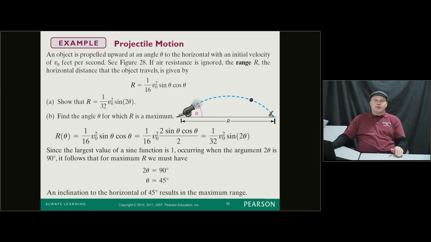So anyways, that's kind of a hands-on problem where you see why you would want to go from single angles to a double angle, like in part A here.